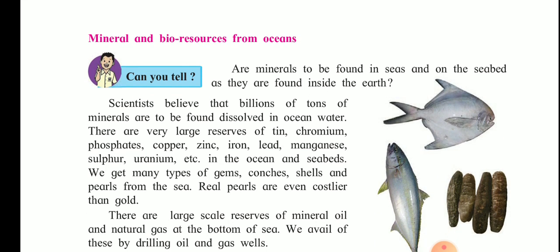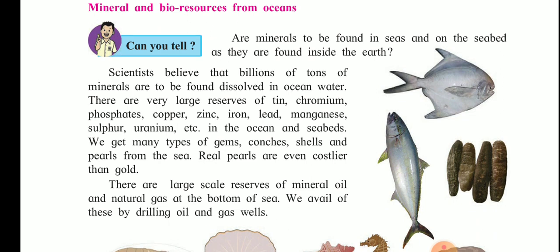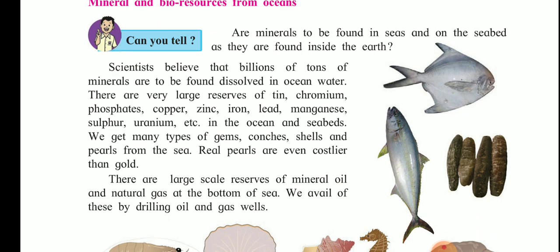Now let us see the mineral and bioresources from the ocean. Are minerals to be found in seas and on the seabed as they are found inside the earth? Scientists believe that billions of tons of minerals are found dissolved in ocean water. There are very large reserves of tin, chromium, phosphates, copper, zinc, iron, lead, manganese, sulfur, uranium, etc. in the ocean and seabeds.